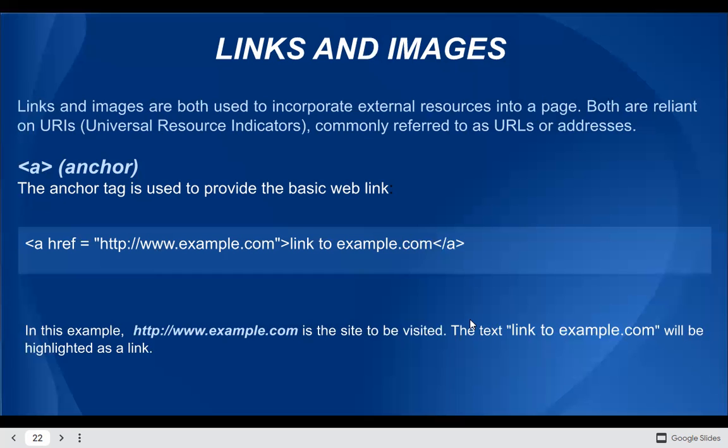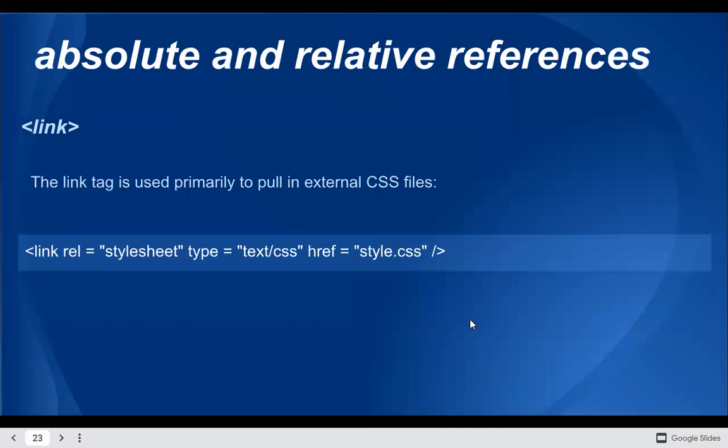Okay. The anchor tag is used to provide the basic web link with href. It is a www.example.com link to example one. In this example, we will visit www.example.com when we click that link. Okay. Now, what are absolute and relative references?